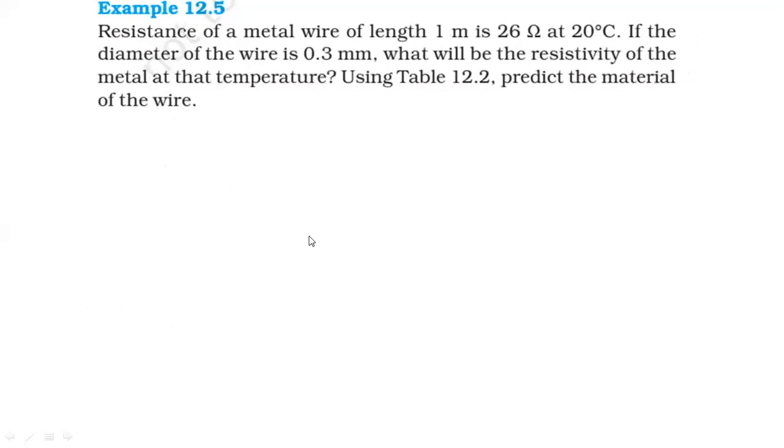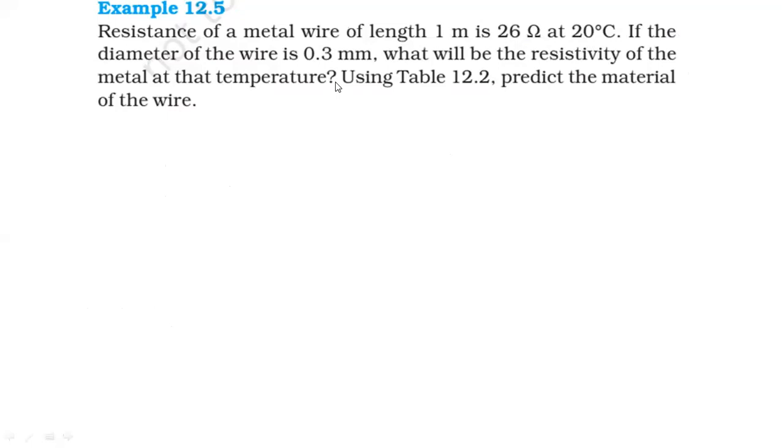Now focus on this. This is a very important question. They are asking to calculate resistivity. They have given us that the resistance of a metal wire of length 1 meter. So the length of the wire given in the question is 1 meter. And what is the resistance? 26 ohm. Temperature we don't need, but still they have mentioned. So we don't have a formula in which temperature is there, so this temperature we are going to ignore.